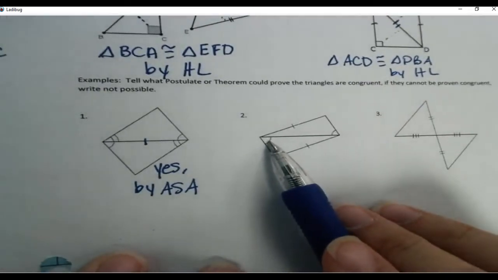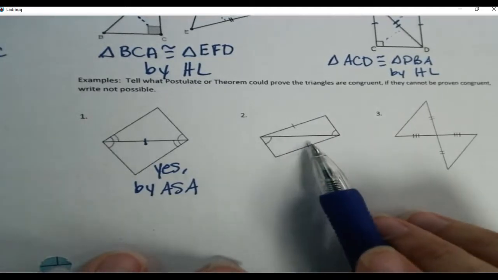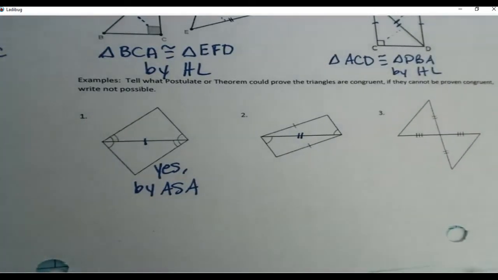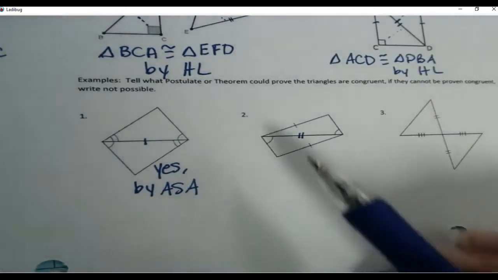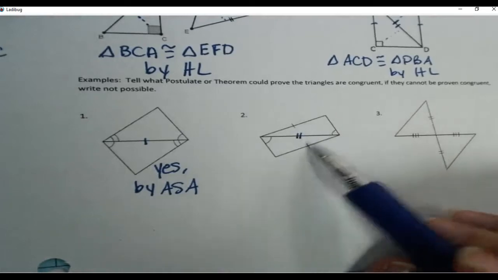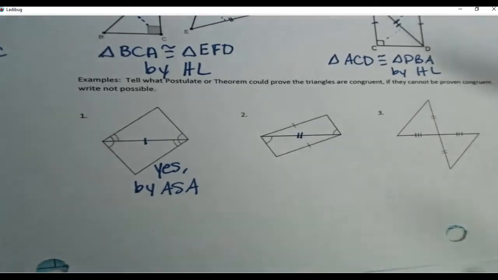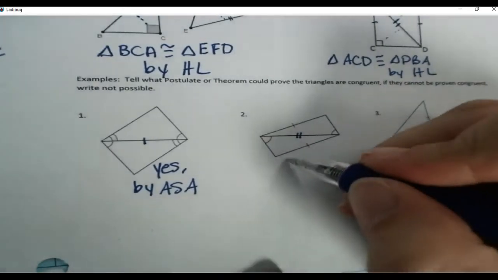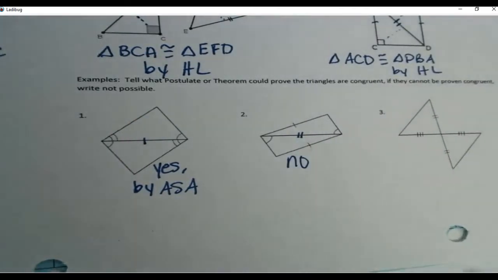So in number 2, it gives me this angle and this angle. It also gives me the sides, and then they share this side in the middle. So then this is angle, side, side. Is that one of our postulates, angle, side, side? No. So angle, side, side is a bad word. So you should never write bad words on your paper. Is one way to remember it. Okay? So then those are not congruent.